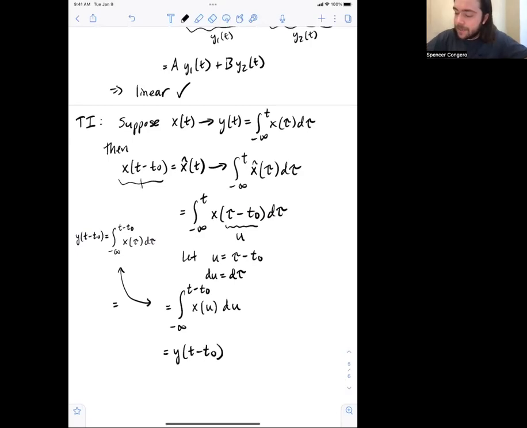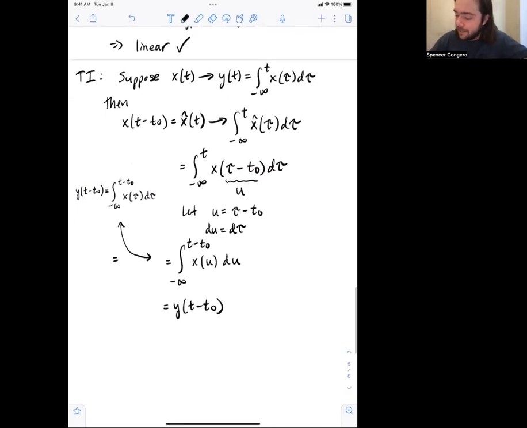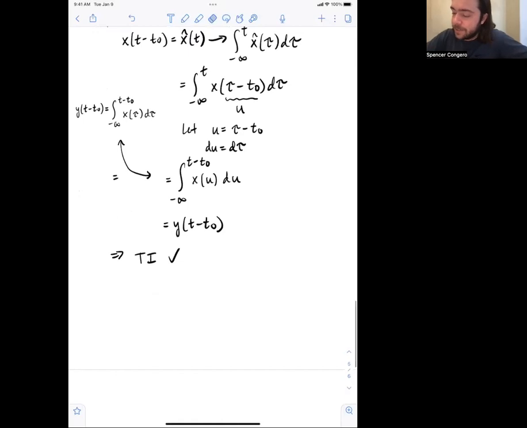And there we go. We see that we shifted our input function and we get the output we got originally, y of t, but shifted by the same amount. That's exactly what we needed for time invariance. This tells us that the system is TI. So now we've shown the differentiator and the integrator are both LTI. That's what we've shown so far, and I like these examples because I think they illustrate a lot of the concepts that we're going to see as we go on.